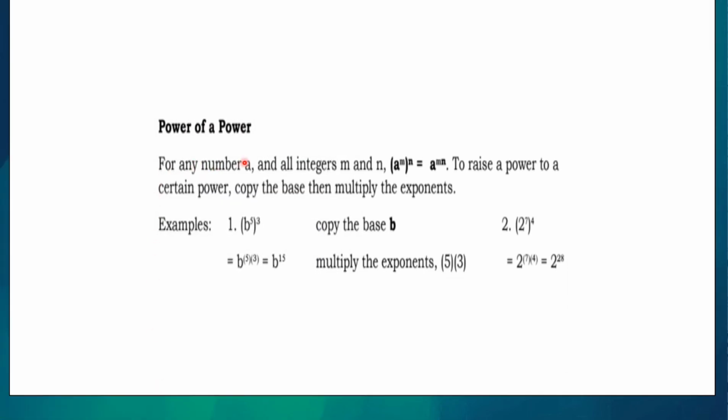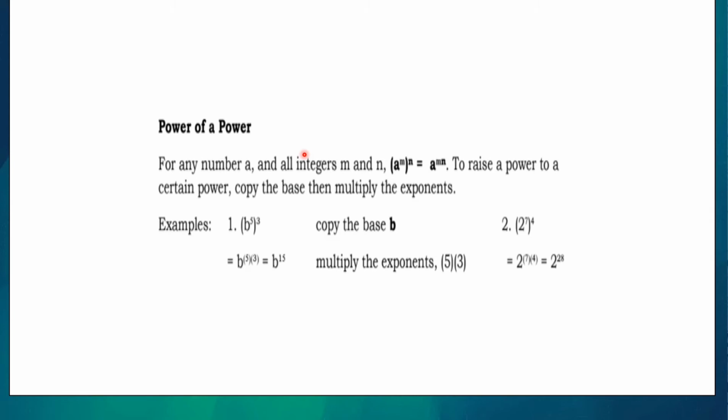Power of a power. For any number a and all integers m and n, a to the power of m, all to the power of n, we multiply m times n because n is outside of the parentheses, and it is equal to a to the power of mn. To raise a power to a certain power, copy the base, then multiply the exponents.